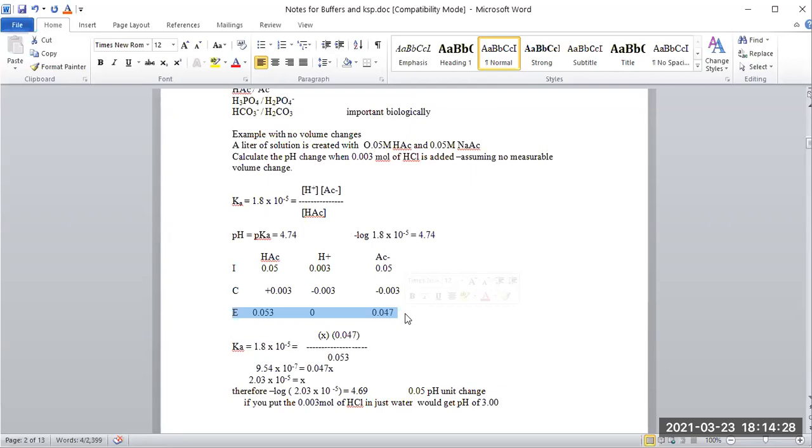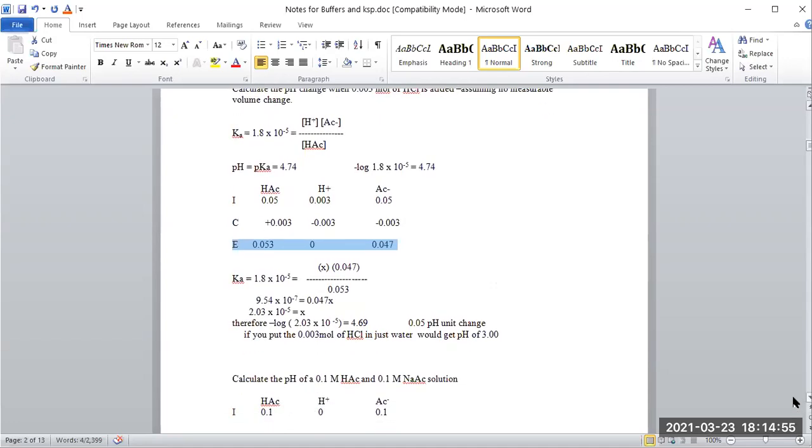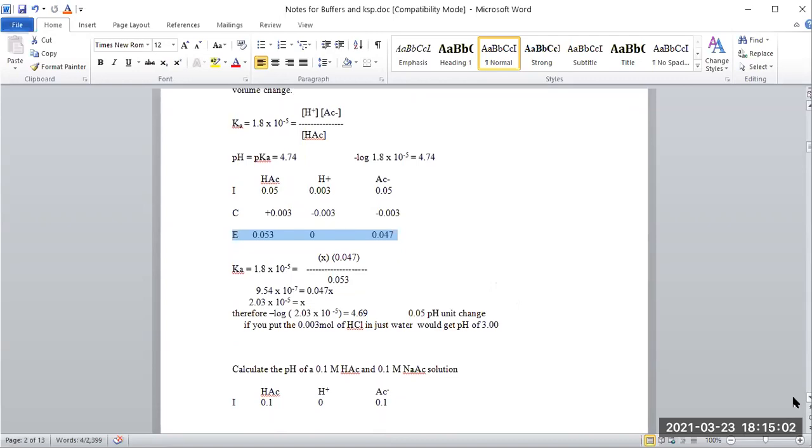My x is my H plus, but I'm now going to consider my AC minus to be 0.047 because it's less than it started. My HAC went up a little, 0.053. Crunch out your little data there. I get an x value of 2.03 times 10 to the negative fifth. Do your negative log of that. I dropped my pH a little bit, okay?